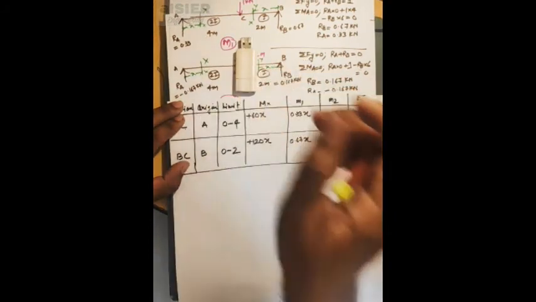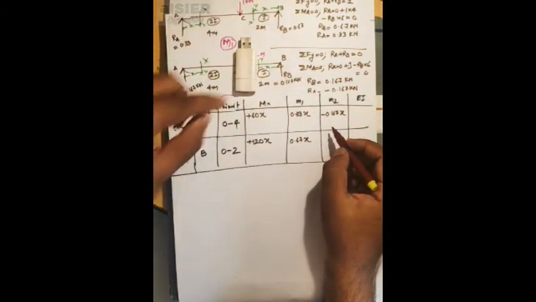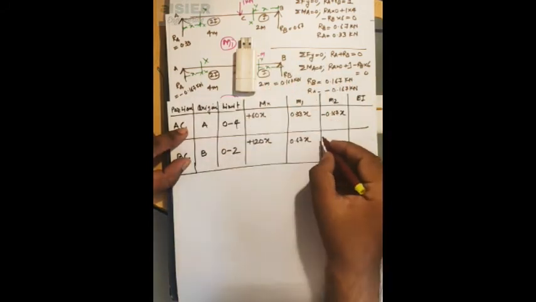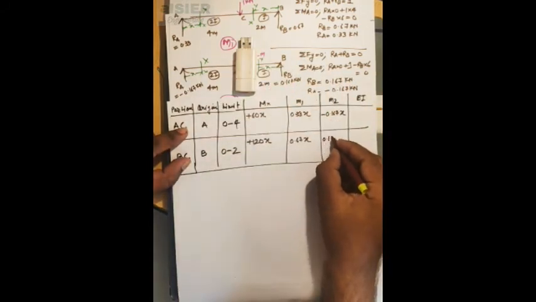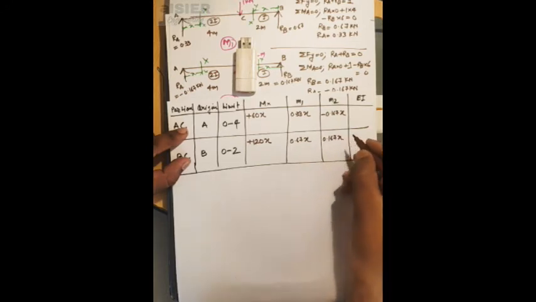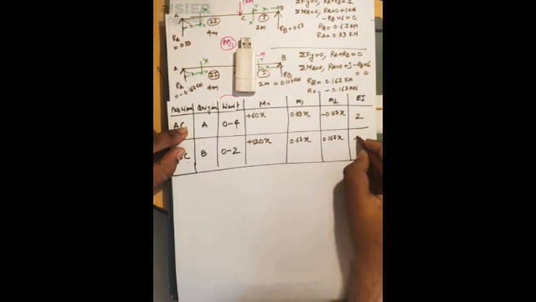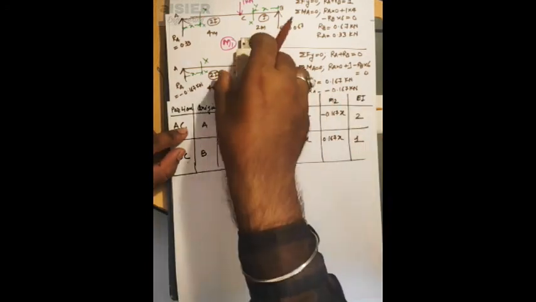Similarly here, now we are looking on the right side of the section. On the right side anti-clockwise is positive, this RB is going anti-clockwise, so 0.167 into x. For the AC region EI is 2 and here it is 1. So now the table is over.